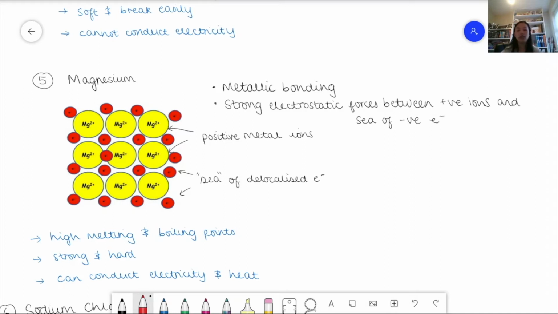They can also conduct electricity and heat because of the free electrons and because the ions are so packed together that they can vibrate about a fixed spot and then vibrate the next one, and heat can be conducted that way. And we've also learned that they can be malleable and ductile as well.